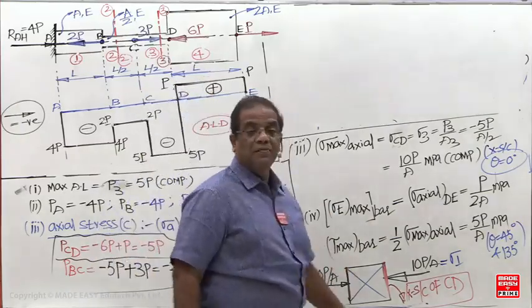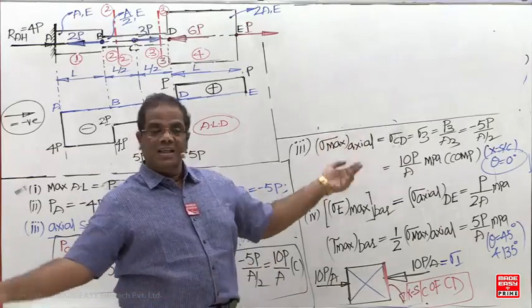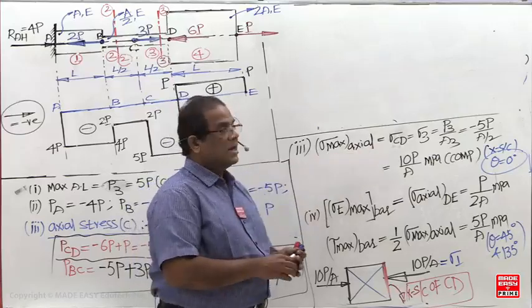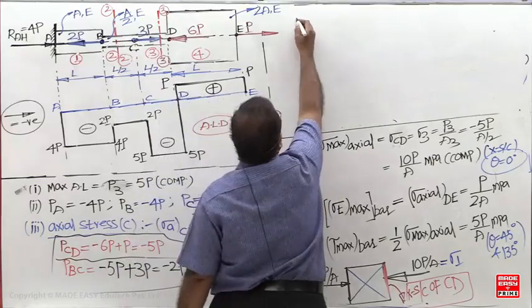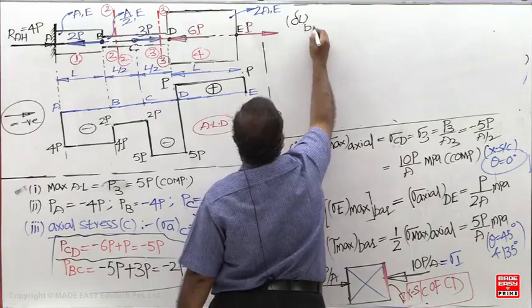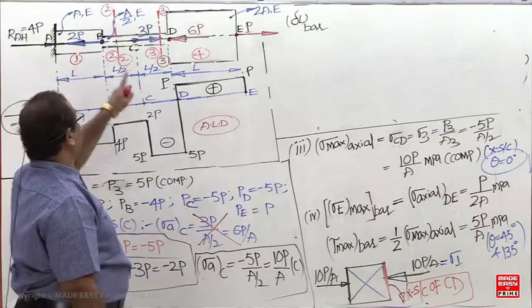But if the question asks about the bar, where do you have to calculate it? Where is the axial stress maximum? Axial stress is maximum in CD. And the last one is the change in length of the bar. In all the bars, which one is the same? Only the material is the same.